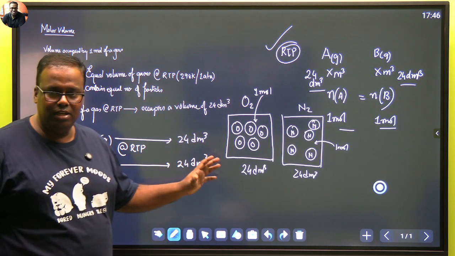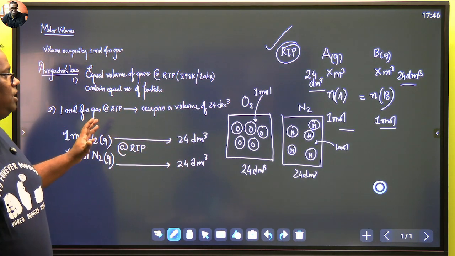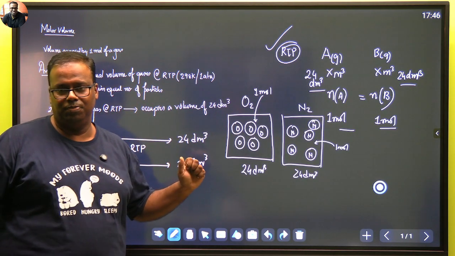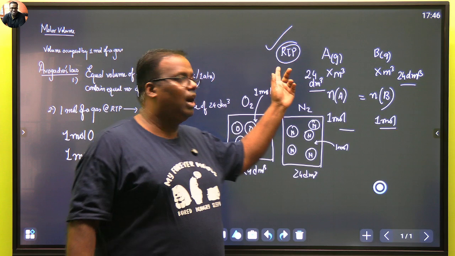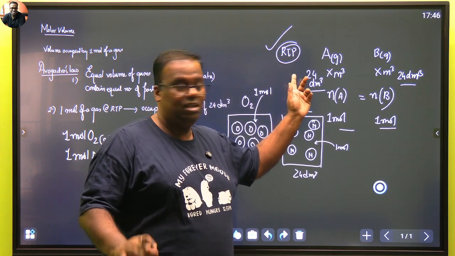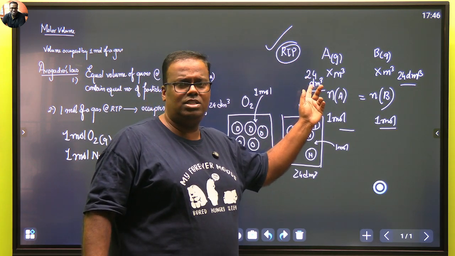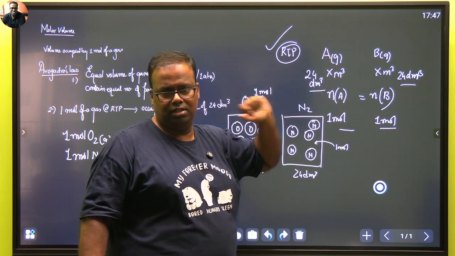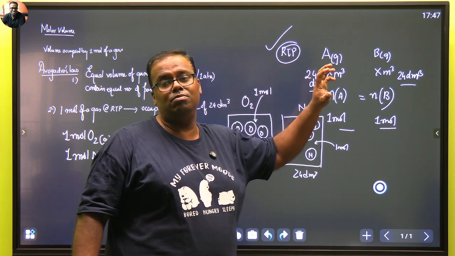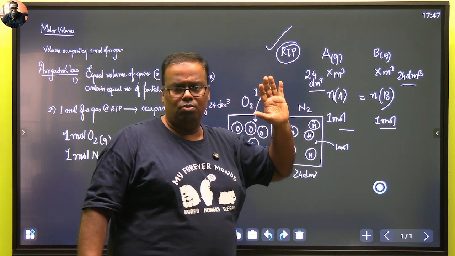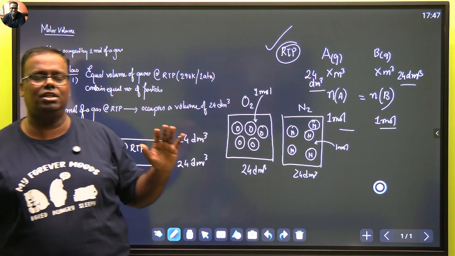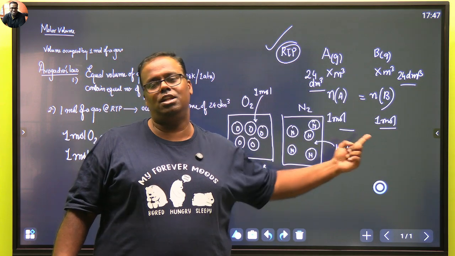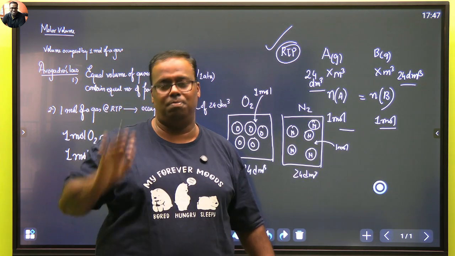Is this law getting clear? Avogadro's law tells me that equal volume of gases at RTP contain an equal number of particles. That means if you are at RTP, please understand, let us not make it 24. Now let's say 100 dm cube. I have got 100 dm cube of a gas called argon, and I have got 100 dm cube of a gas called neon. What is the room temperature? Sir, 298 Kelvin. What is the pressure? 1 bar. Then the number of neon particles and the number of argon particles must be the same.